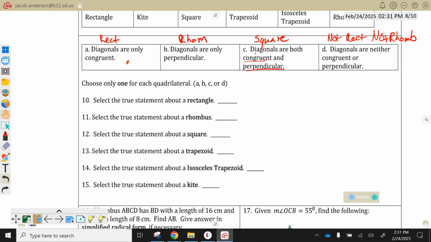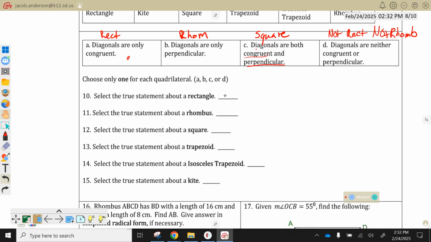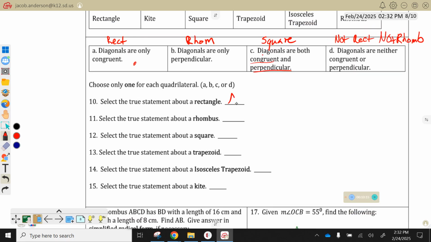So select the true statement about a rectangle. So on a rectangle, of the options up there, we have it listed with A. So let's call it A for the first one. Next one, it says select the true statement about a rhombus. Like we said up top, that was B. Select the true statement about a square. We had that listed as well. We'll call that C. That had one of each, one from a rectangle and one from a rhombus.